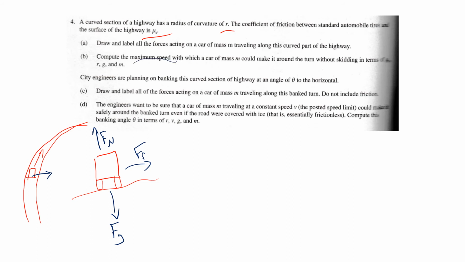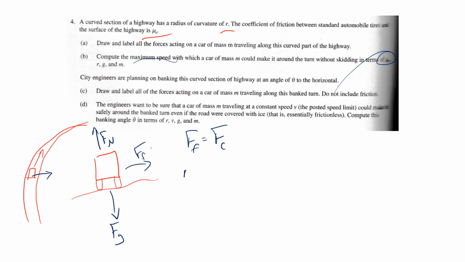Compute the maximum speed with which a car of mass m could take a turn without skidding in terms of, oh, that's probably a mu, R, g, and m. Nice, nice. So what's the highest speed we can take? We know the friction force is going to match the centripetal force, right? It is equal to the centripetal force, because it is the centripetal force.